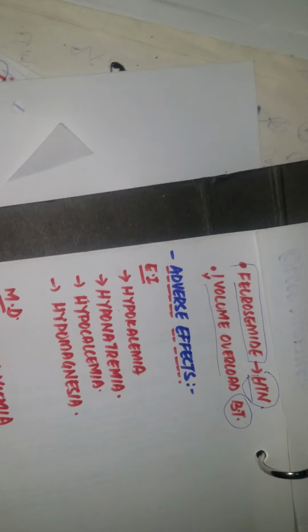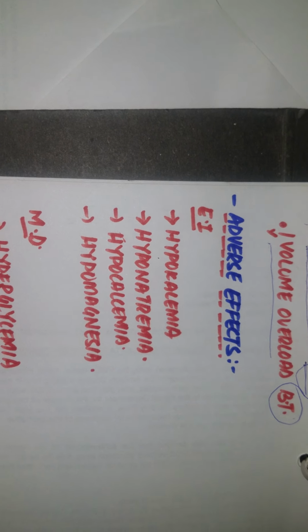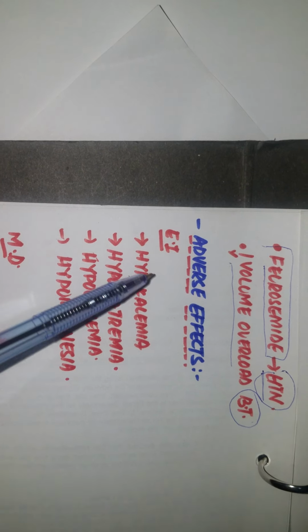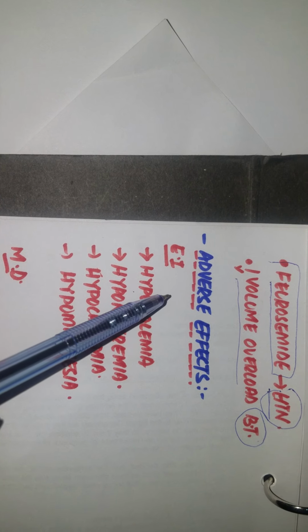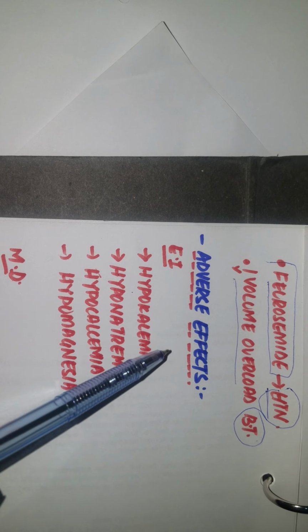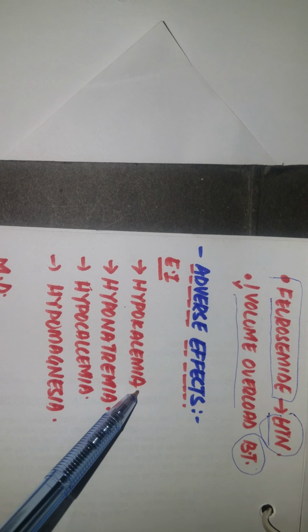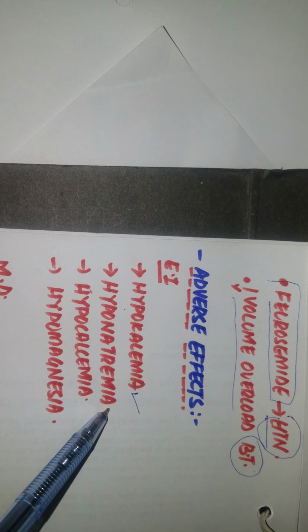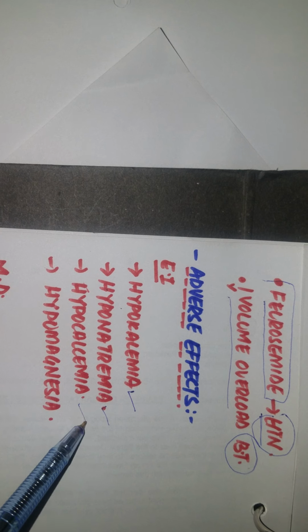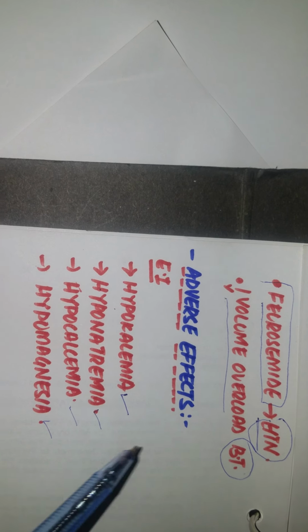Coming towards the adverse effects of the loop diuretics, there are mainly two types of adverse effects. The first one is ionic and the second one is metabolic. Among the ionic there will be hypokalemia, hyponatremia, hypocalcemia and hypomagnesemia.